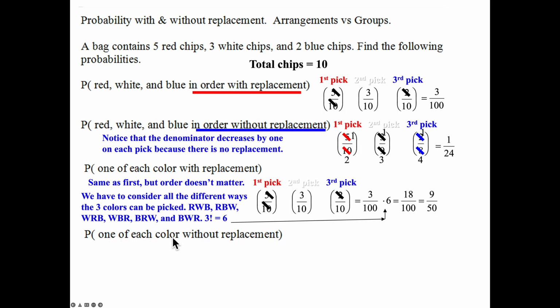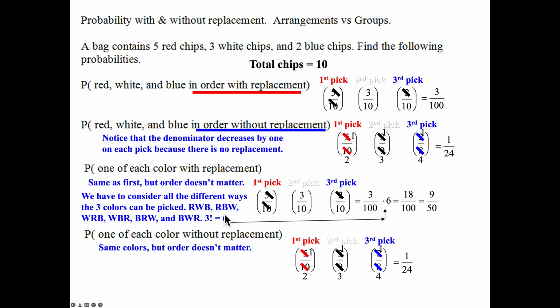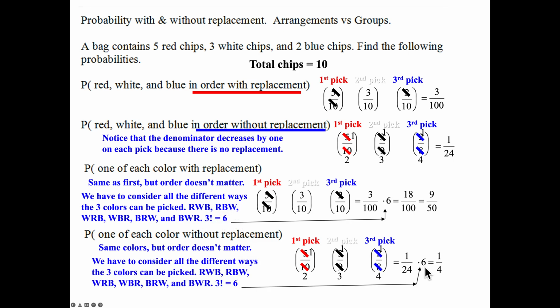One of each color without replacement. That's the same as what we had here, but it was in order. Again, you take the red, white, and blue probability, 1 over 24, and you have to multiply it by that 3 factorial again, because order doesn't matter. So we multiply the 1 over 24 by 6, and we get 1/4. Okay? So that's how you could handle these probabilities.